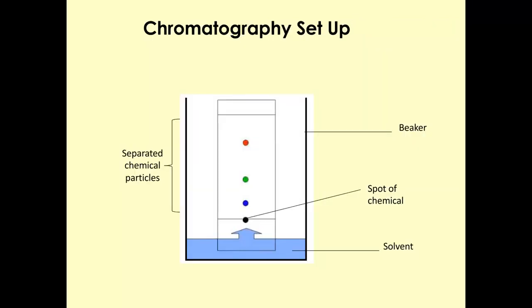The setup is, as I described before, you've got a beaker with some solvent in it. If it's paper chromatography, it's just a piece of filter paper that goes inside the beaker. You have the spot of the chemical that you're trying to separate. Then you allow the solvent to travel up the stationary phase, and that will separate out the substance into the different substances that it contains.